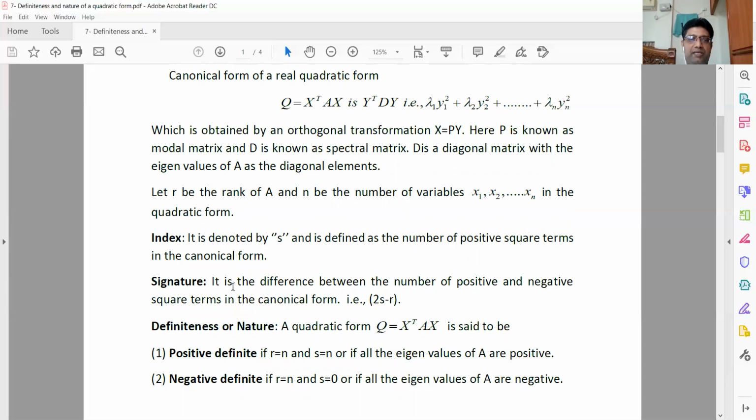Coming to signature, it is the difference between the number of positive and negative square terms in the canonical form. Through a formula, if you want to evaluate it, you can use 2s minus r, where s is the index and r is the rank of A. Or otherwise, by seeing the eigenvalues directly, you can write the signature also. If you calculate the eigenvalues and write the canonical form, through that canonical form you can directly calculate the signature. So there is no need to calculate the rank of the matrix. This is just another way.